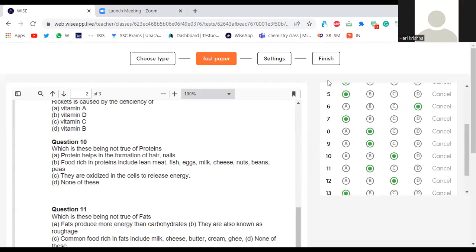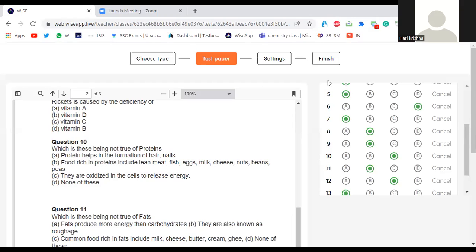Yeah, Rishita. Sir, C is correct, but they are oxidized inside the cells to release energy, sir. C is correct. Actually, proteins will not give energy. Yes, sir, but inside the cells they release energy, sir. No. Protein helps in the growth and building of new cells or new muscles only. It does not provide energy. Carbohydrates and fats only will provide the energy.